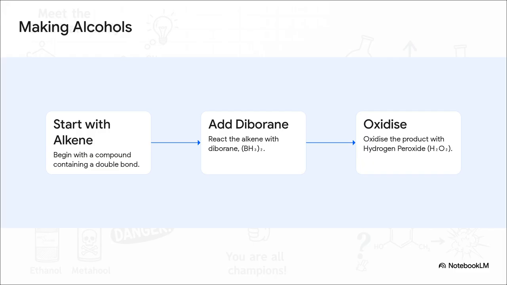That's a compound with a double bond. Then you add some diborane. And for the final step, you use hydrogen peroxide to oxidize it. That's it. Remember these steps. It's a very, very important reaction.